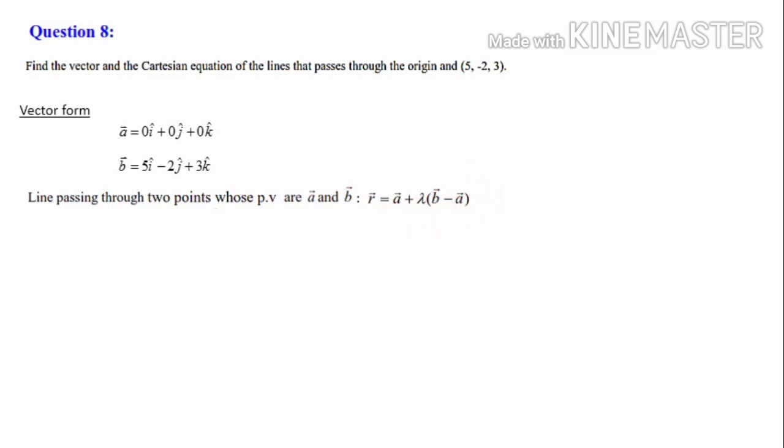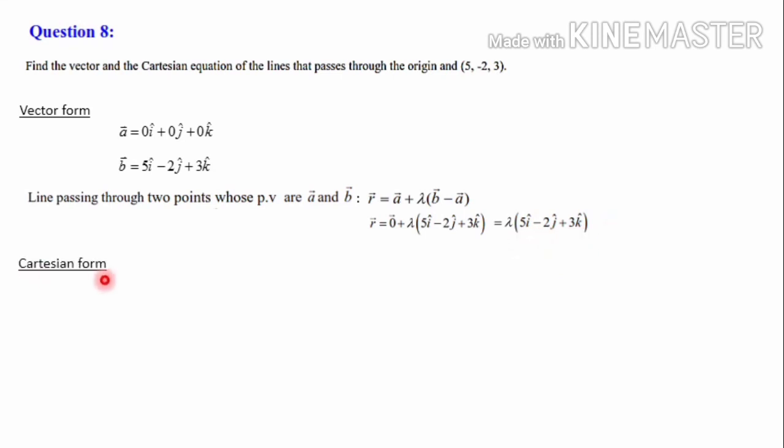In the previous question, 1 point and a parallel vector were given, so R is equal to A plus lambda B is the formula. Here 2 points are given. So 2-point form, vector form is R is equal to A plus lambda into B minus A. Let's substitute it. Vector R is equal to vector A, which is a 0 vector, plus lambda into B minus A. Just subtract and write 5 minus 0, that is 5i, minus 2 minus 0, that is minus 2j, 3 minus 0, that is 3k cap. So that is equal to 0 vector, no need to write, plus lambda into 5i cap minus 2j cap plus 3k cap is the vector form.